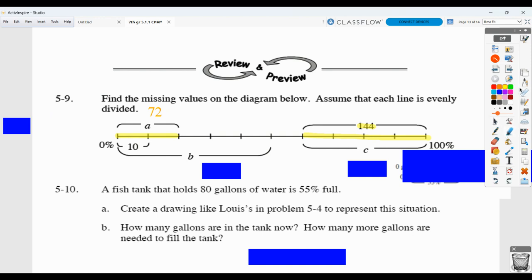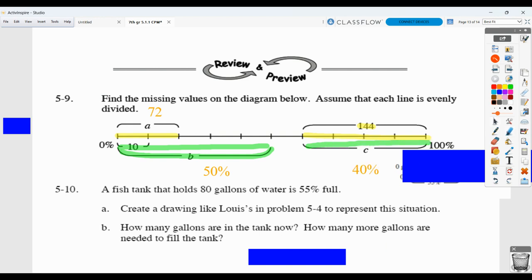For B, what we see is the bottom is showing the percents, and we have 1, 2, 3, 4, 5 sections for B. So 5 sections at 10% each would be 50%. For C, we have, again, the percents part, and we have 1, 2, 3, 4 sections, so that would be 40%. And that appears to be it.